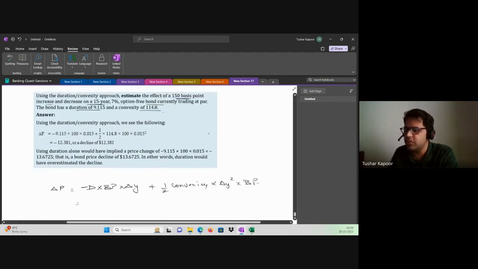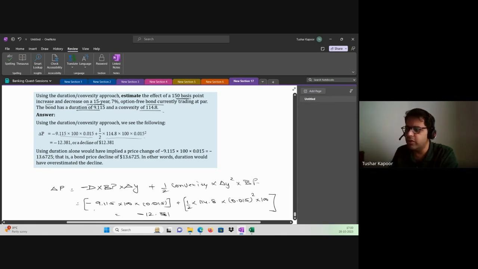Okay. So minus duration, duration is given to be 9.115, minus 9.115 into 100 into change in yield, which is 0.015. This is the overall duration effect, plus half of convexity, which is 114.8 multiplied by 0.015 whole square multiplied by 100. And if I solve for this, exactly the same thing, I'm just rechecking if everything is same in calculation, then I should get my answer, which is equal to minus 12.381.